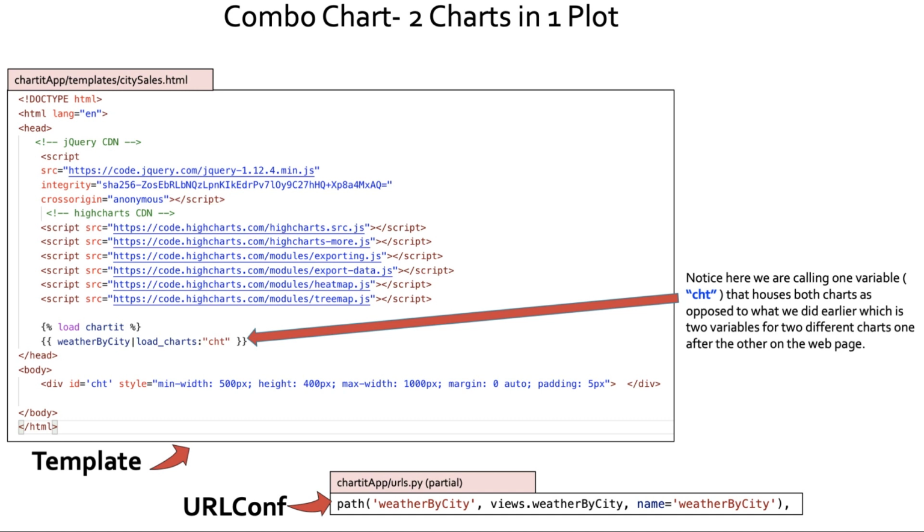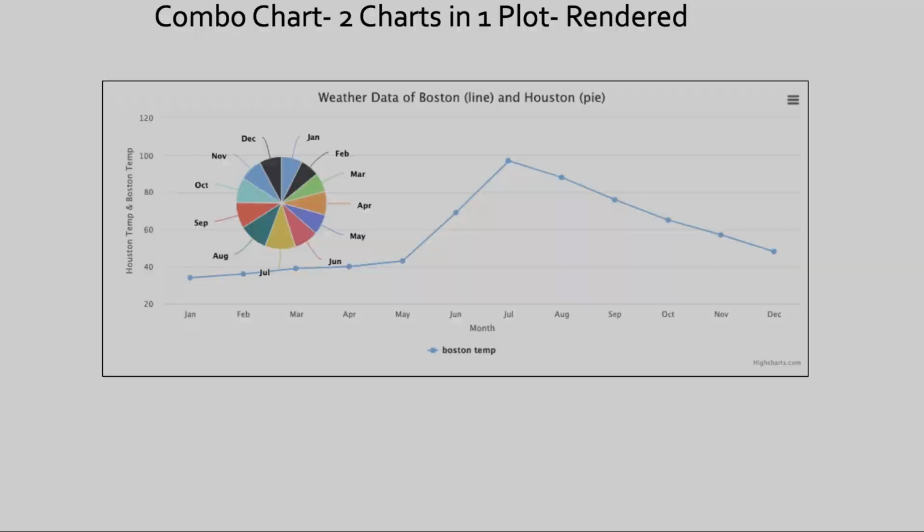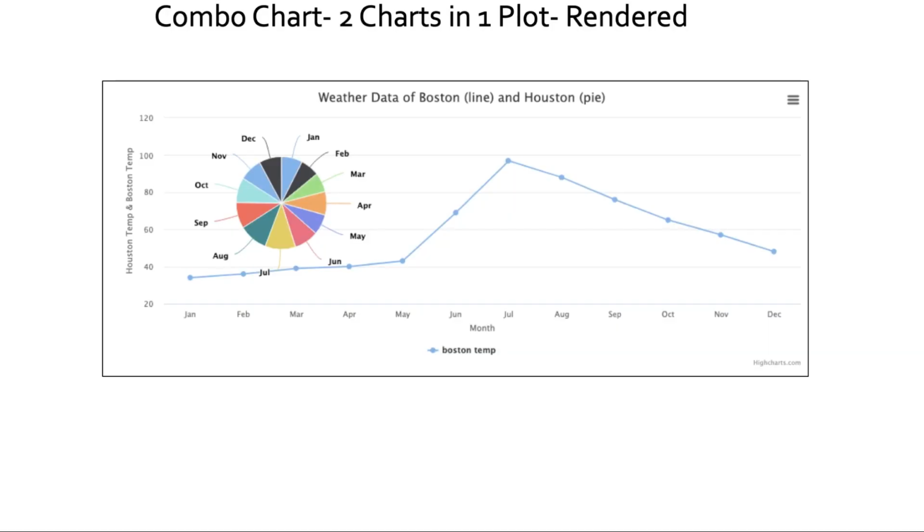You see here that we have just that one CHT variable. It houses both charts as opposed to what we did earlier, which is 2 variables for 2 different charts, one after the other on the web page. We needed them in a list, you might remember. Okay, and here's what this looks like rendered. Pretty neat if you need something like this. 2 different depictions, 2 different views or glyphs of the same data.